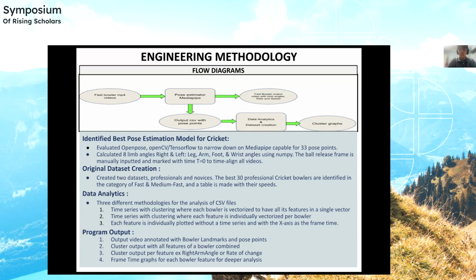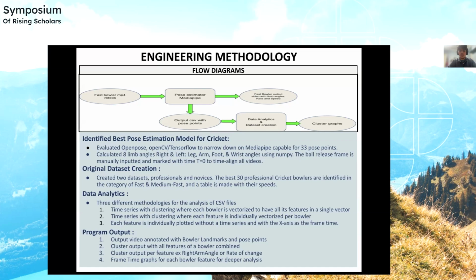For the first step of the project, I used MediaPipe pose estimation because it had 34 pose estimation points, which allows you to cover all the bases of fast bowling because you were able to get angles from your arms, legs, shoulders, all the important parts you need to generate that momentum behind the ball.